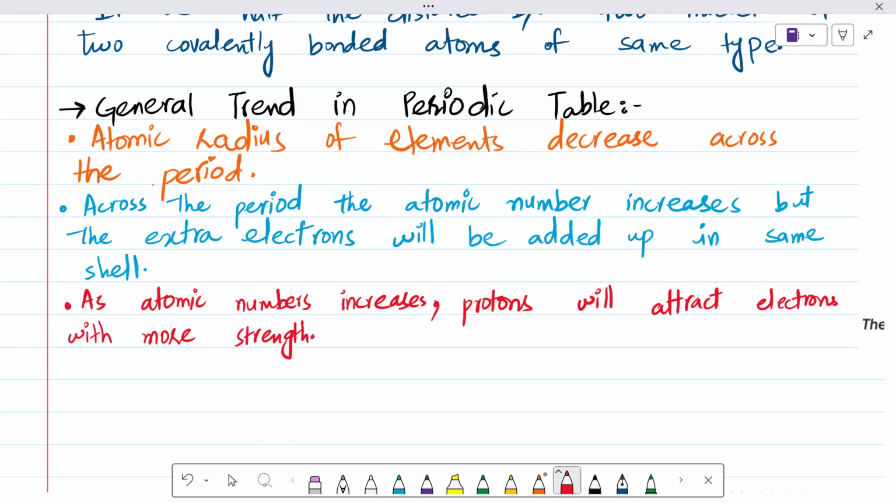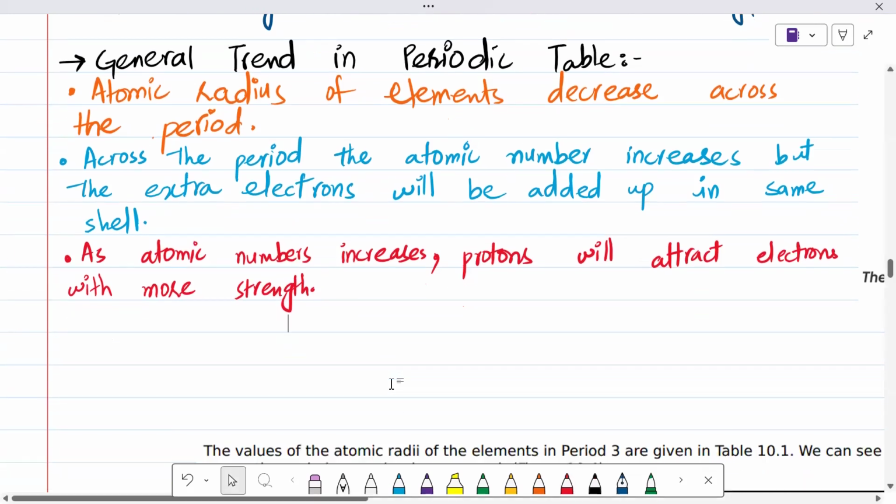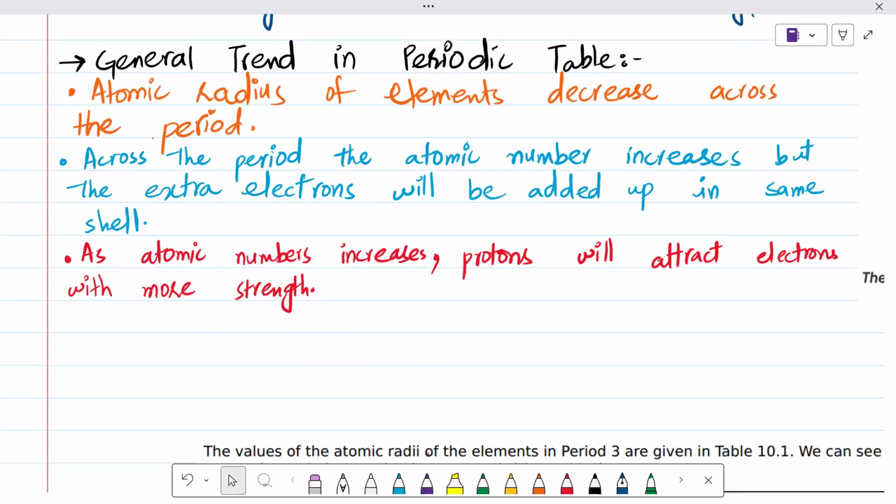Okay. Now we are going to discuss the trend in the group. Trend in the group.